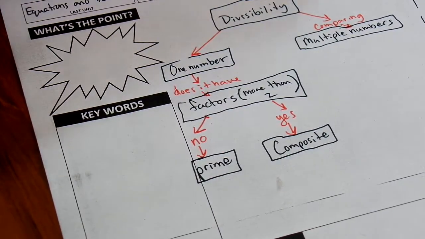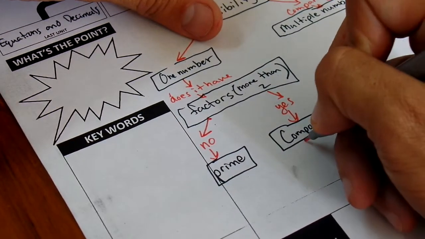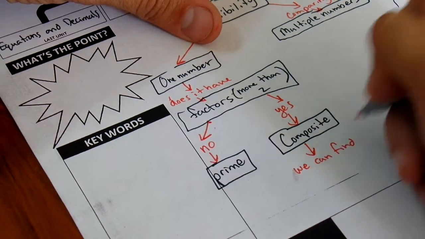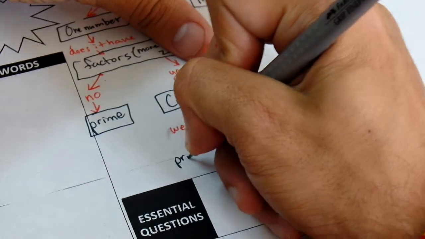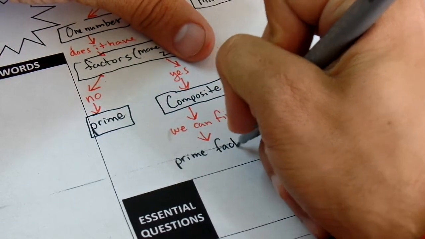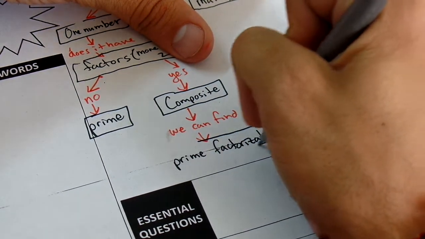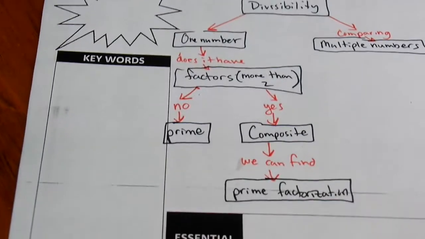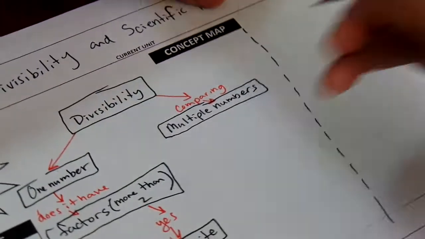So, if we have composite, we can even go further. We can find, it's called the prime factorization. And that's what we look at with one number. So if we're looking at 2 numbers, there's a few things we can do.